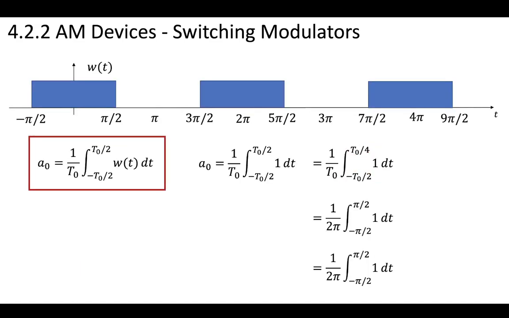Now, we can substitute 2 pi for the period. And now we have this full integral of 1 from minus pi over 2 to pi over 2, multiplied by 1 over 2 pi. Completing that gives us this for our first coefficient. In the next videos, we're going to find the coefficients A sub n and B sub n.